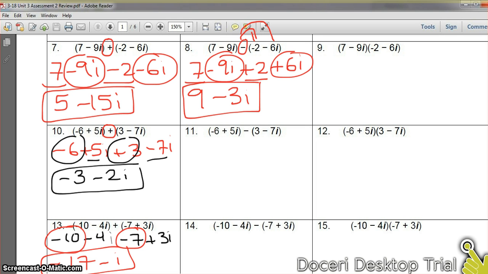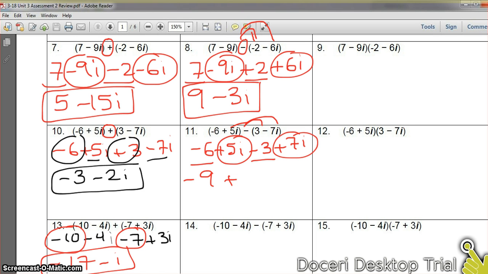Now again, you copy the first numbers, and the negative is going to change the sign of those. So it's going to be negative 3 plus 7i. Negative 6 minus 3 is going to be negative 9, plus 5i plus 7i is going to be plus 12i. So the final answer is going to be negative 9 plus 12i.